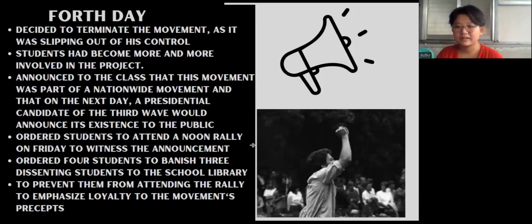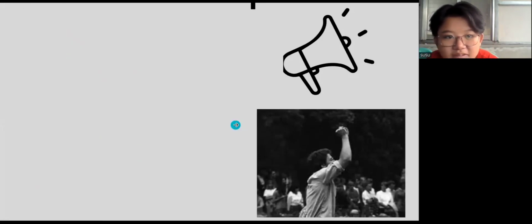Banish means kicking out. Those 3 students were the ones descending to the school library. And yeah, I think he did that to prevent those 3 students from attending the rally, and also to emphasize loyalty to the movement itself. I don't know how that comes here.